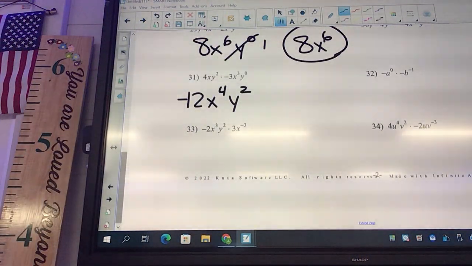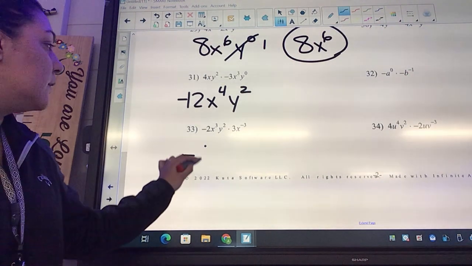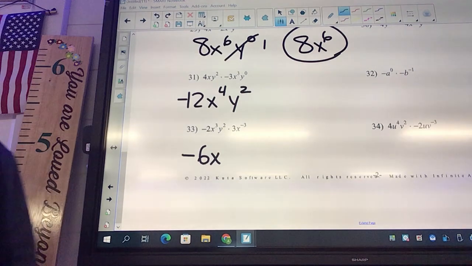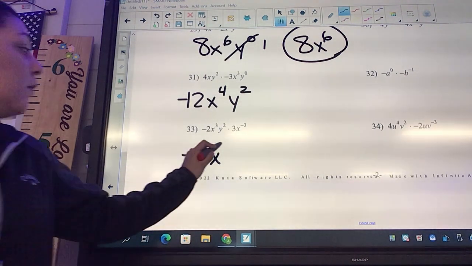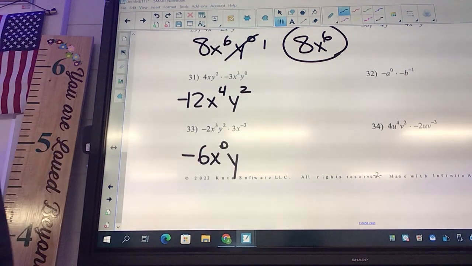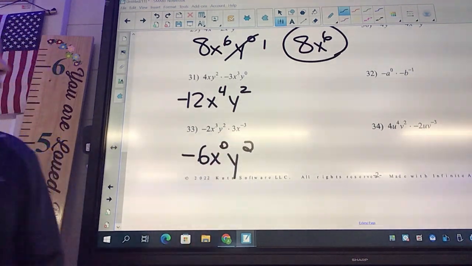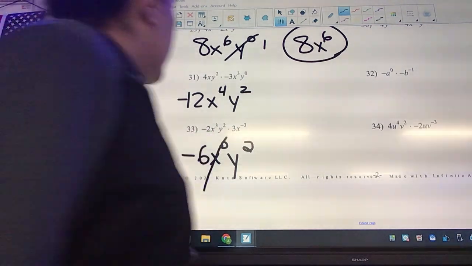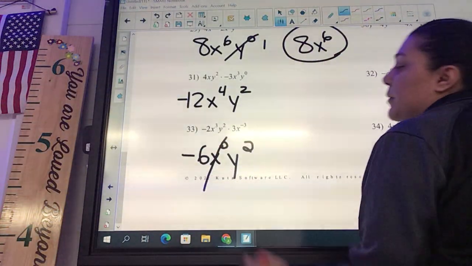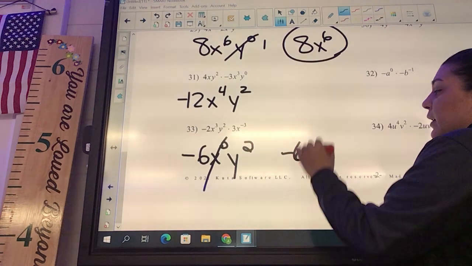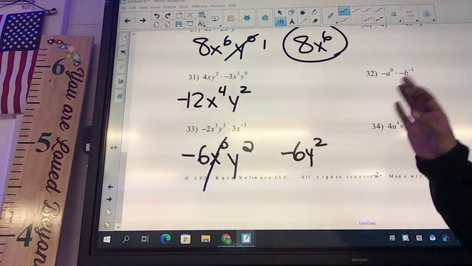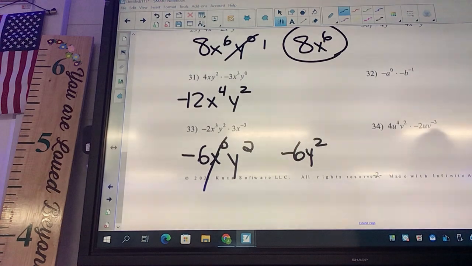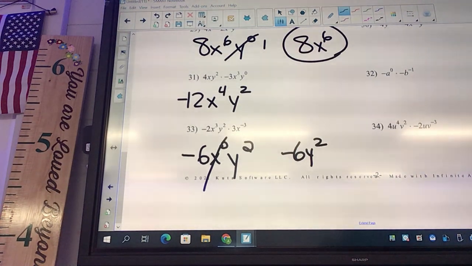33. Multiply your base. -6. X to the 0. Y to the 2. Okay, what happens to x to the 0? It cancels, okay? It's going to become a 1, and then 1 times 6 is -6. So your final answer is just going to be... Okay, what you cannot do is cross this out from the beginning. You need to do all the steps, and then at the very last, if you can cross it off, cross it off.